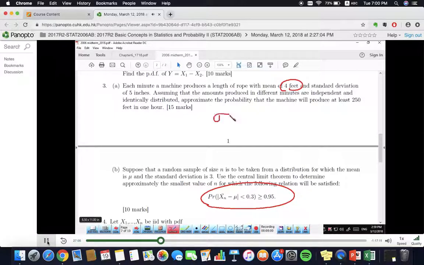Now here we got a standard deviation of 5 inches, so sigma is equal to 5, and I normalize it, mu is now equal to 48, 4 times 12. Now, assuming the amounts produced in different minutes are independent, we would like to approximate the probability that the machine will produce at least 250 feet in one hour. Each minute, a machine produces a length of rod.